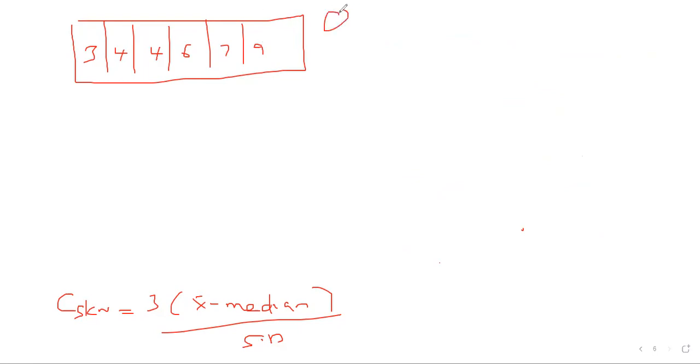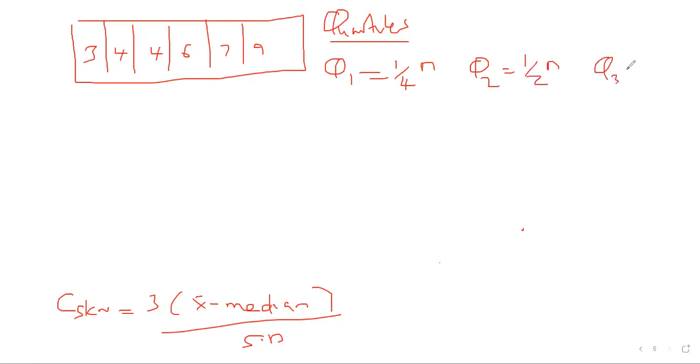Then we go to the quartiles. So we have what we call the first quartile, simply a quarter of n. Some books say n plus 1. It's the same thing. Quartile 2, which is the median, is half of n. Quartile 3 is 3/4 of n.